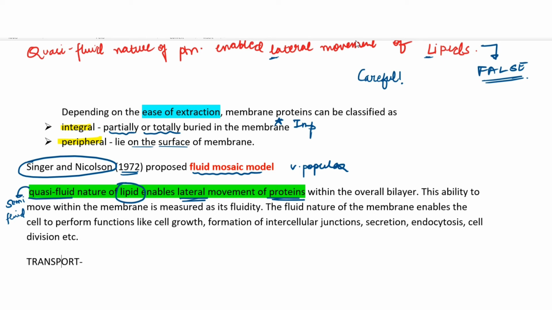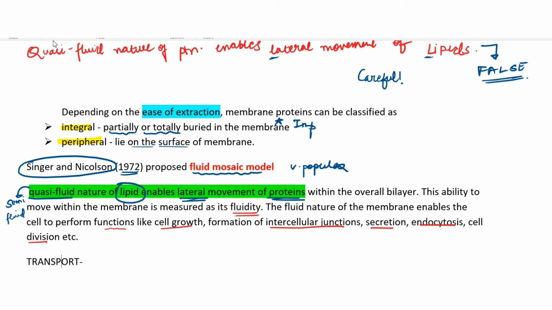Quasi-fluid nature of lipids enables lateral sideways movement of protein within the overall bilayer. And this enables the fluidity of the cell membrane. And this fluid nature in turn enables the cell to perform various functions like cell growth, formation of intercellular junctions, secretions, endocytosis, and cell division.